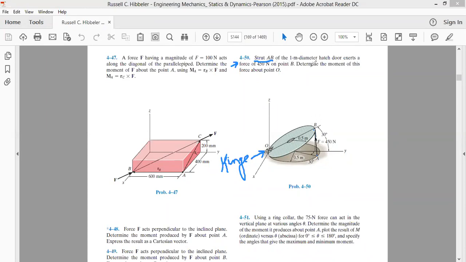Strut AB of the 1 meter diameter hatch door. This is a hatch door because we have this hinge on one side. The door is circular and its diameter is 1 meter, and the strut exerts a force of 450 Newton on point B. That is, the strut AB is exerting a force F in the given direction, and the force is 450 Newton. The effect of this force will be that it prevents this lid of 1 meter diameter from falling to the ground.